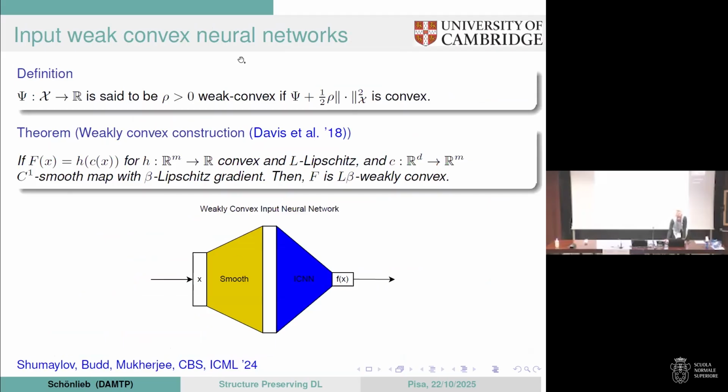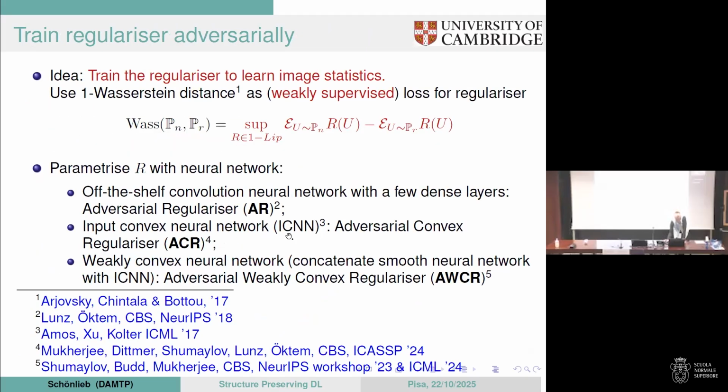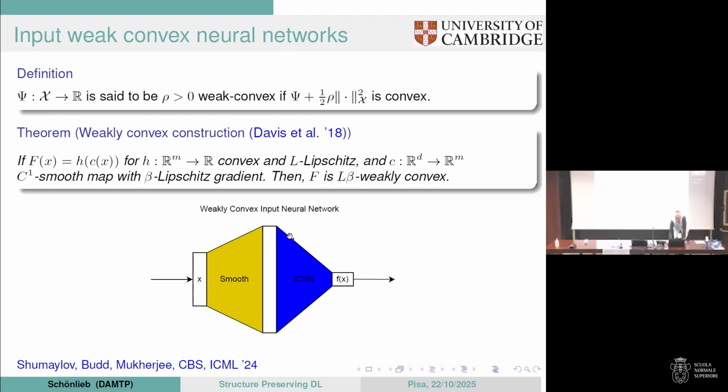So just to remind people what this means, a function is weakly convex, or rho-weakly convex, if you add an L2 squared term with the multiplier rho, you can turn it to be convex. And there is a nice characterization of weakly convex functions, which is that you can write them as a composition of a convex function and a smooth function. Which is exactly what we did for setting up the neural network. It's just a composition of a smooth neural network and this convex input, what is called an input convex neural network, that we used here in our convex adversarial regularizer.